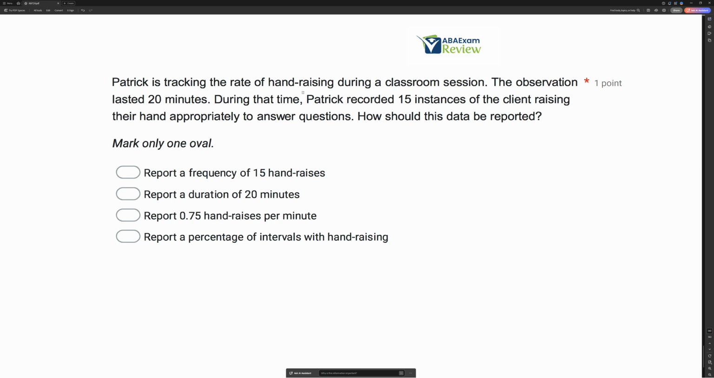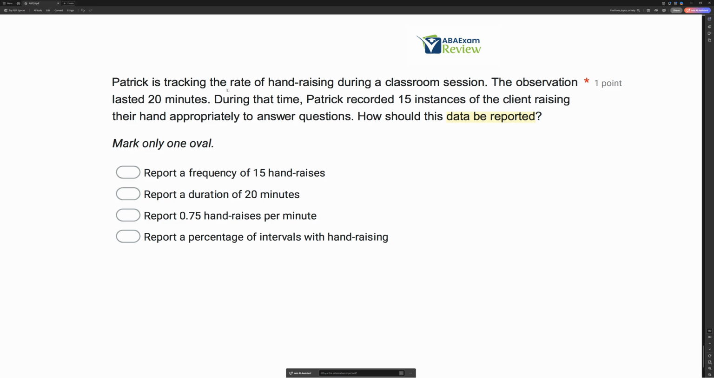Patrick is tracking the rate of hand raising during a classroom session. The observation lasted 20 minutes. During that time, Patrick recorded 15 instances of the client raising their hand appropriately to answer questions. How should this data be reported? So when we go to report data, we want to report it based on what we used to measure. So what measurement system did we use?